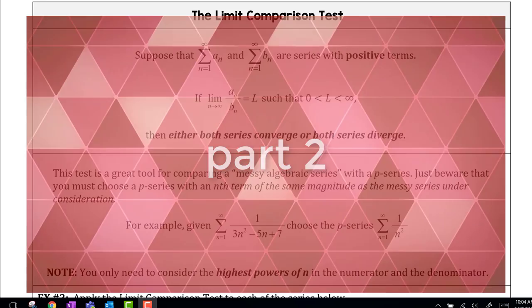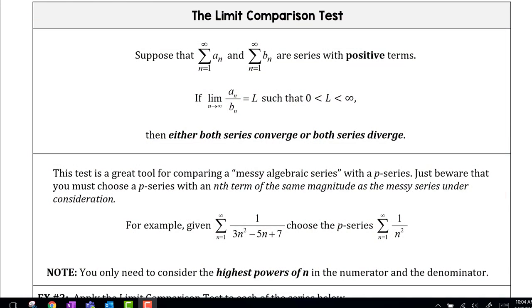This is part 2 of lesson 10.4, comparison of series. In this short part of the video, we're going to talk about the limit comparison test.